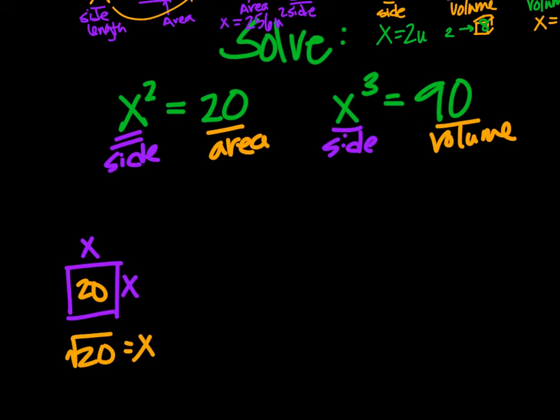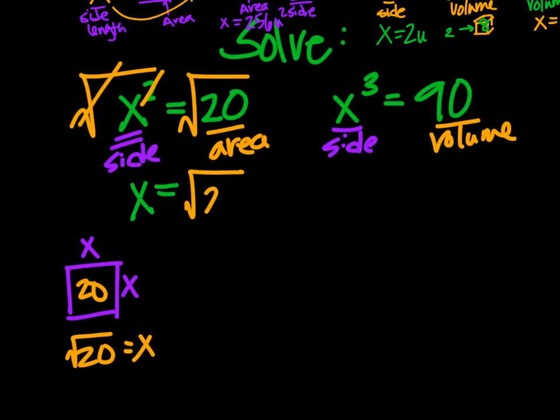So that's exactly what I need to do. I need to take the square root of x squared and the square root of 20. The square roots undo the squaring on the x, so I just simply get an x because they undo each other. And now we have the square root of 20.